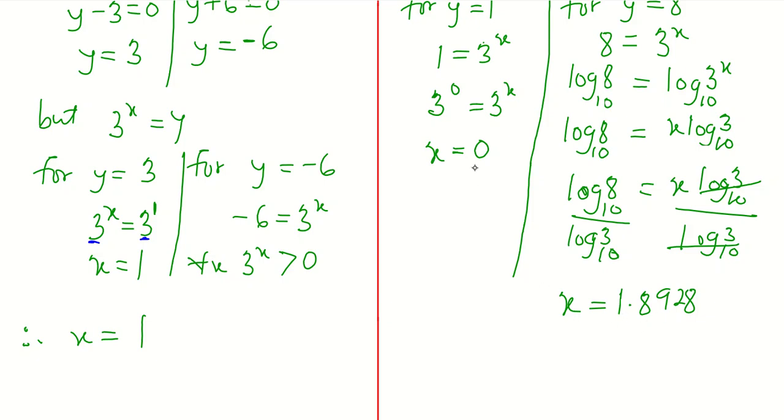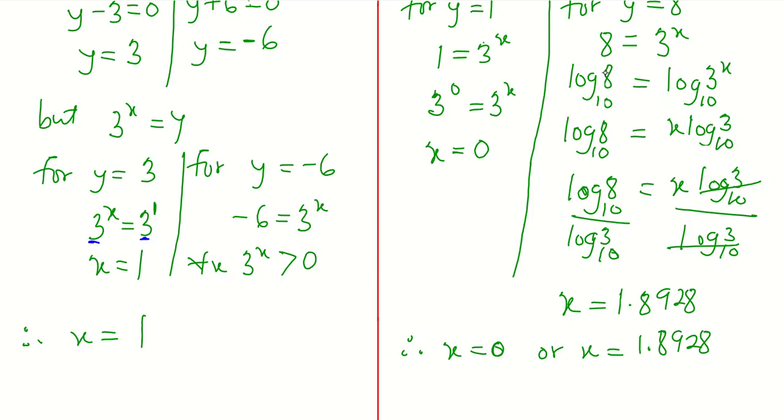So which means that therefore our value of x is now equal to 1.8928. So that is how we can find the value of x if the root of the quadratic equation cannot be expressed as a perfect cube or a perfect square. So that's how it works.